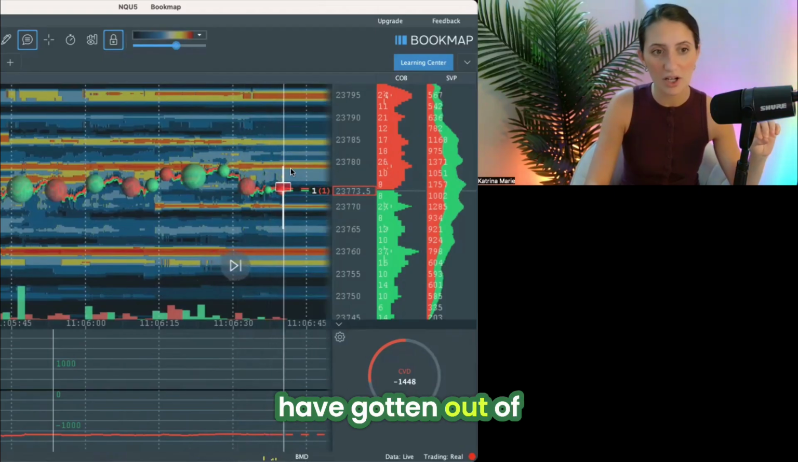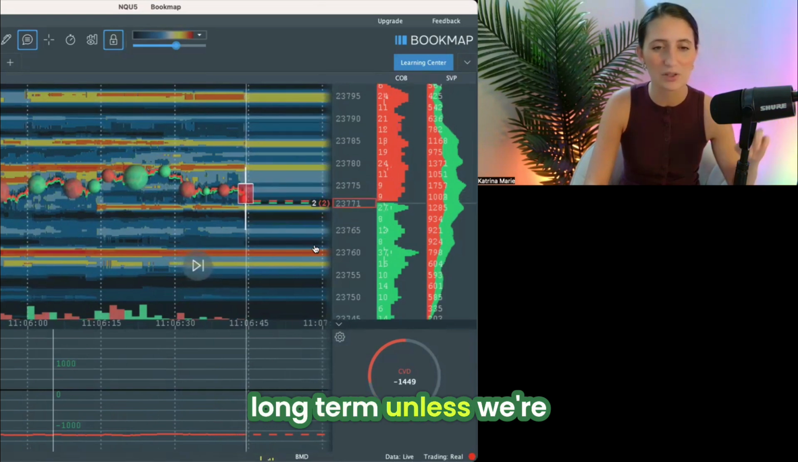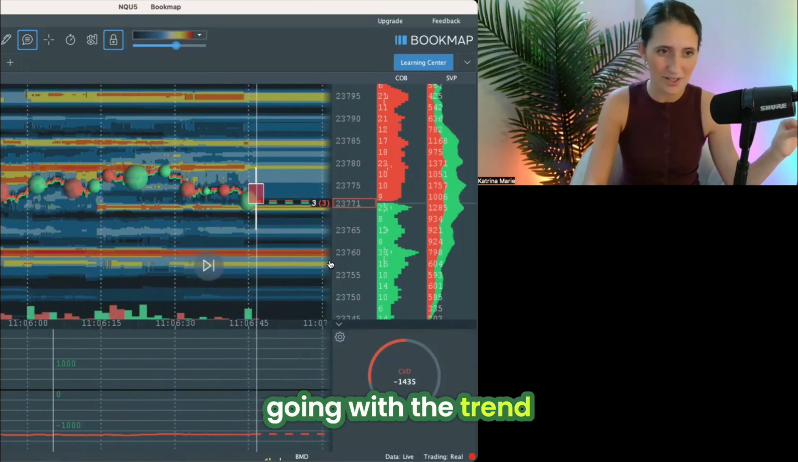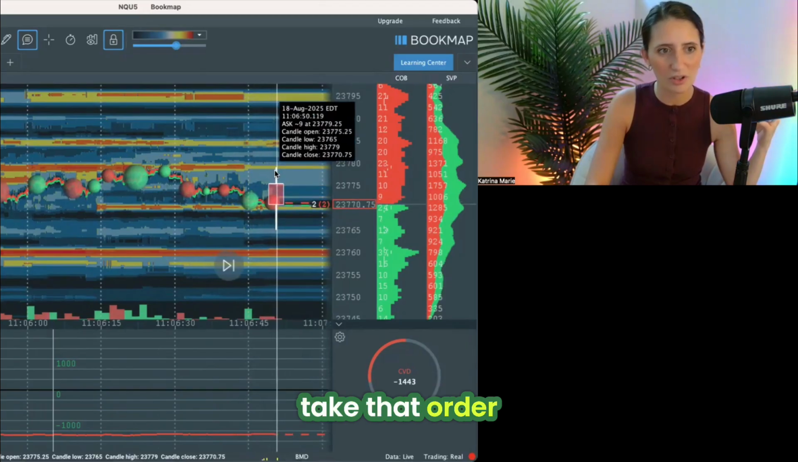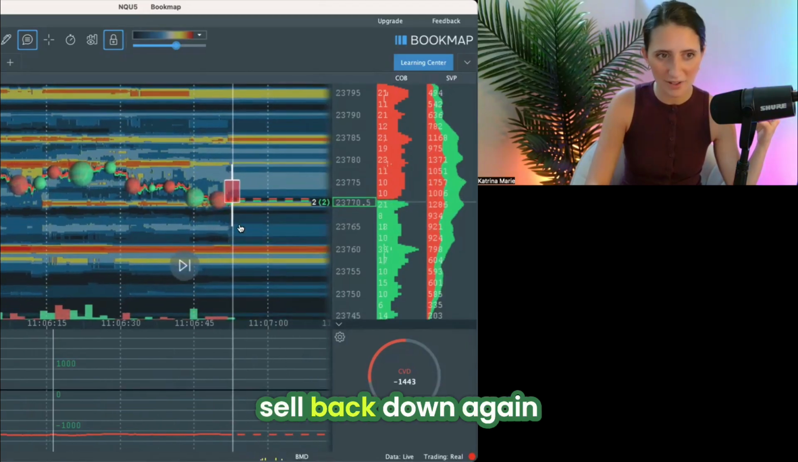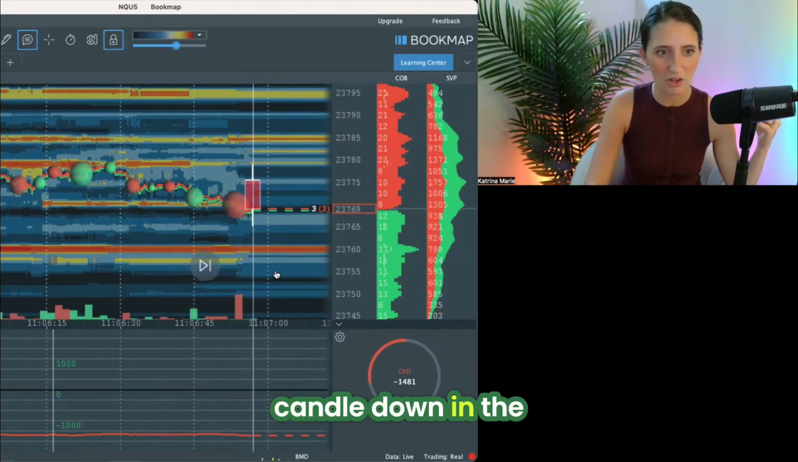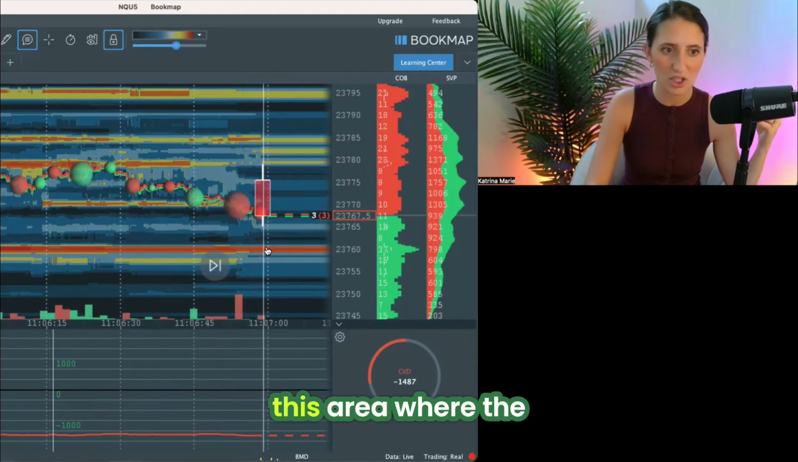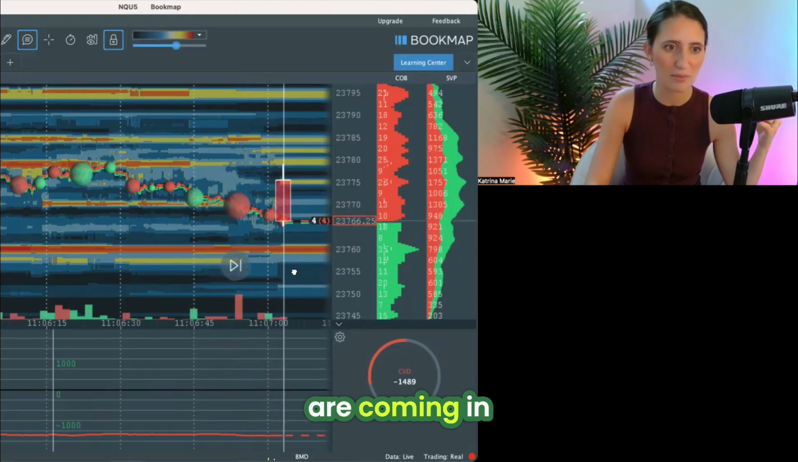And then you could have gotten out of that trade because obviously we're scalping here. We're not holding it long term unless we're going with the trend. Then you would have been able to take that order, sell back down again to finish off the rest of that 5 minute candle, down in the direction that it wants to go, to this area where the next orders of buys are coming in.